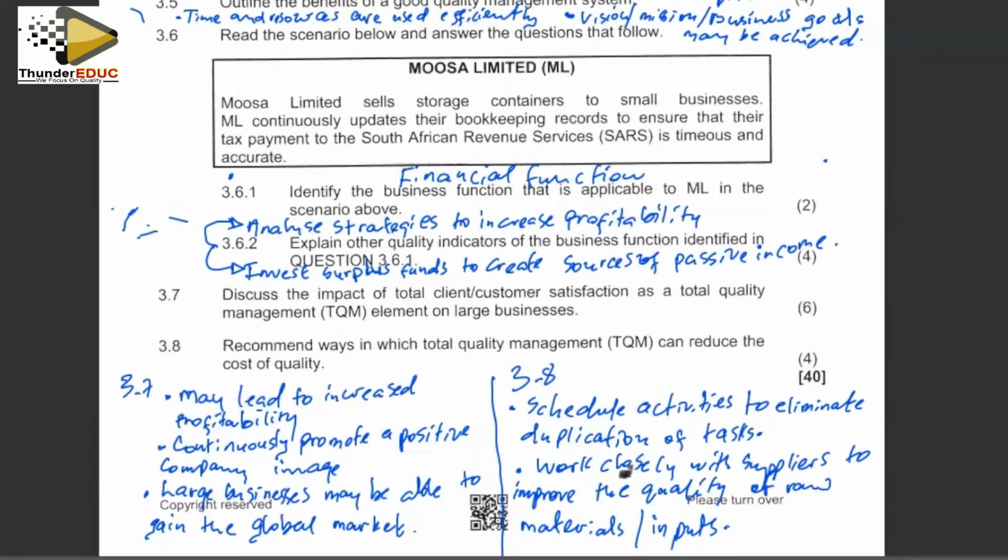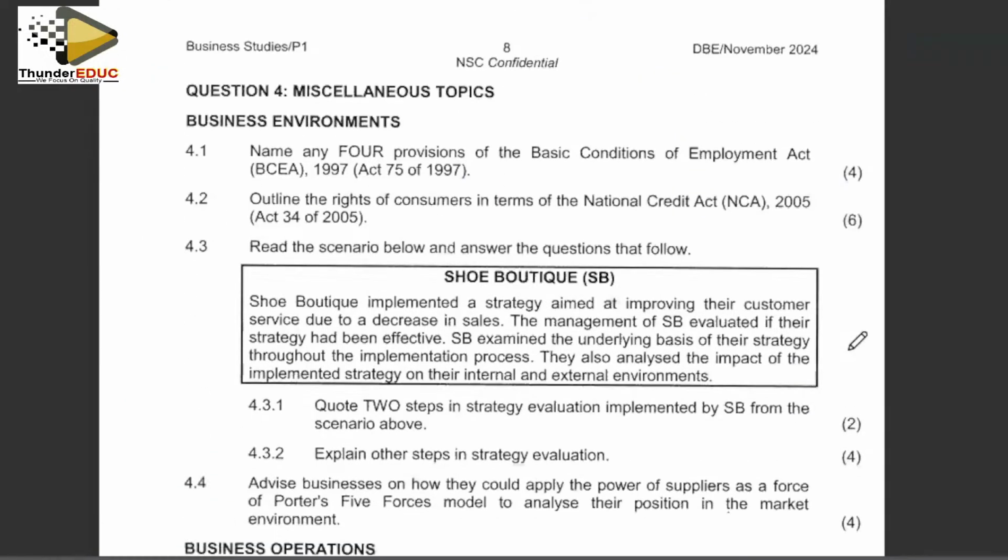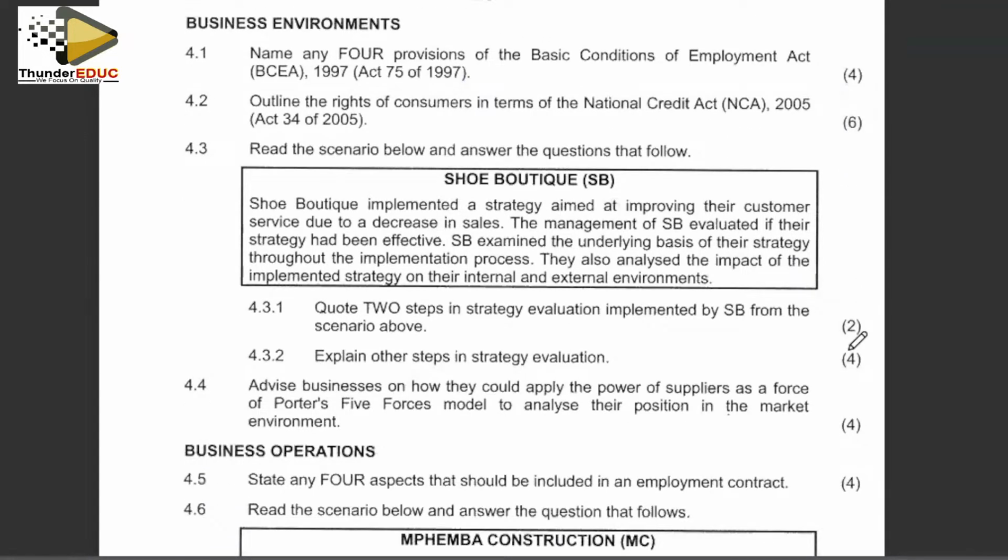Okay, right, great. So now let's move on to the next question, which is question 4. So now question 4 reads as follows. In particular, 4.1, name any 4 provisions of the Basic Conditions of Employment Act. So now one of the provisions of this Basic Conditions of Employment Act, we have the likes of hours of work, and we also have overtime, we also have public holidays, we also have child and forced labor.